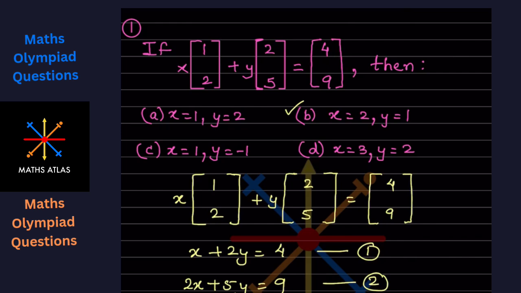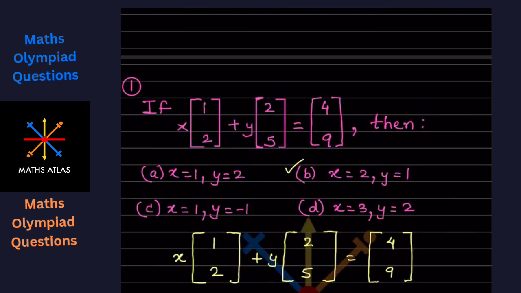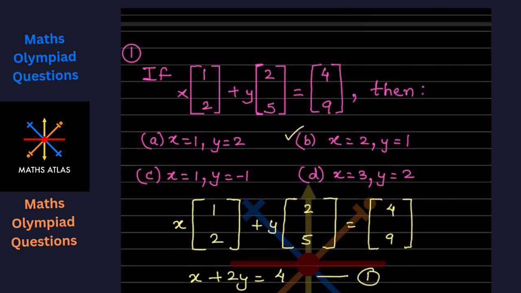Look here. This is x into this one plus y into this is equal to 4 and 9. Then these are the options given. So here, what we have to find out is the value of x and y, according to the options.